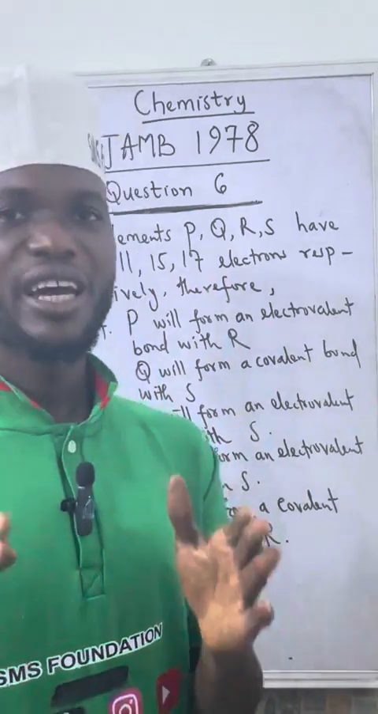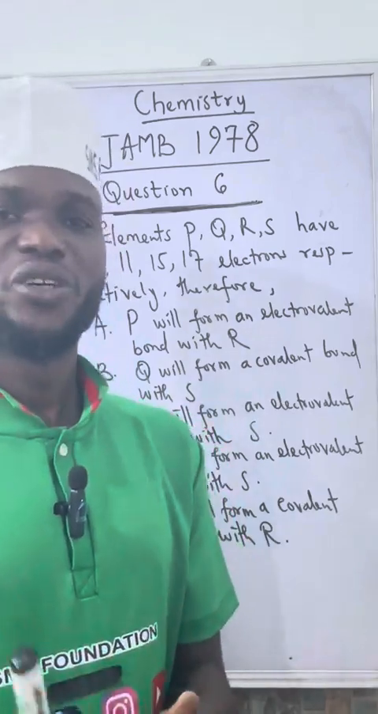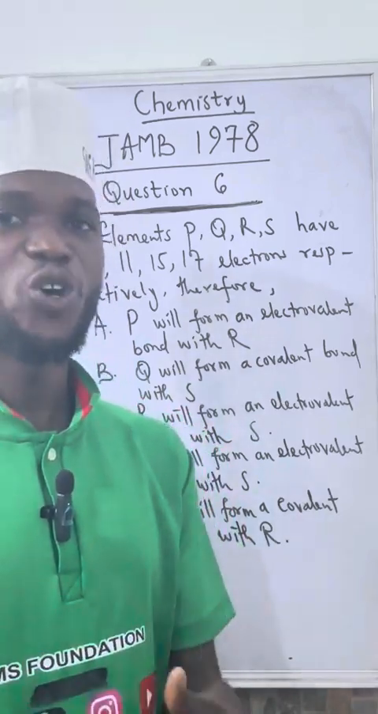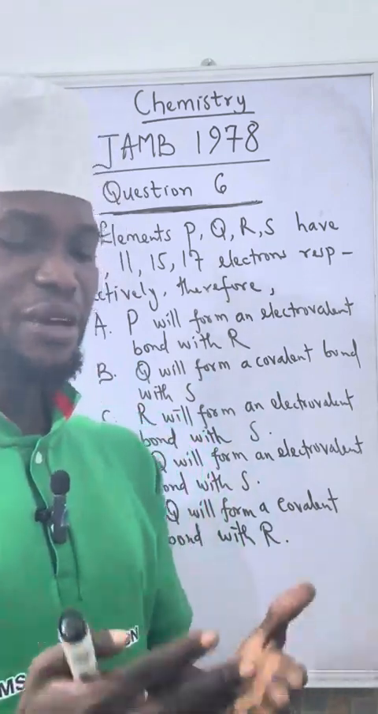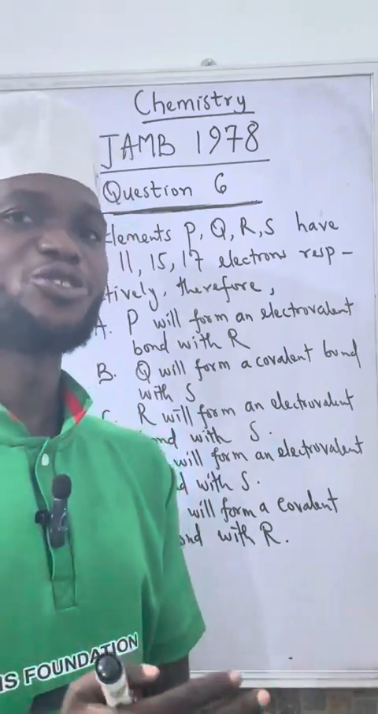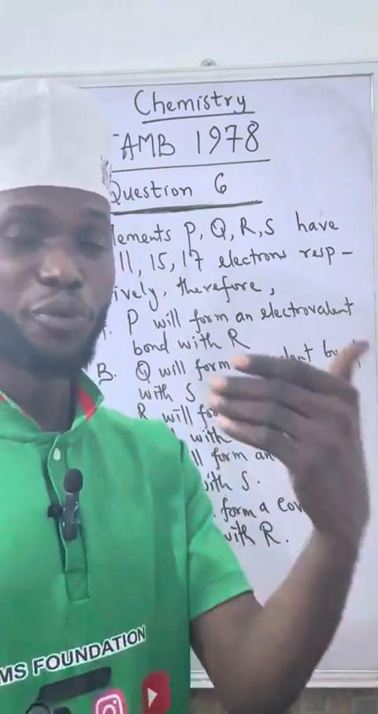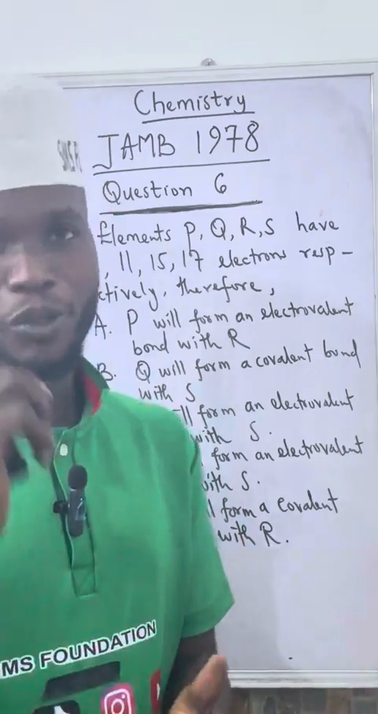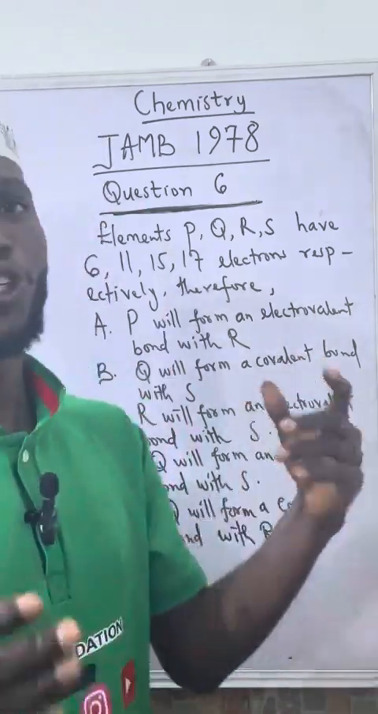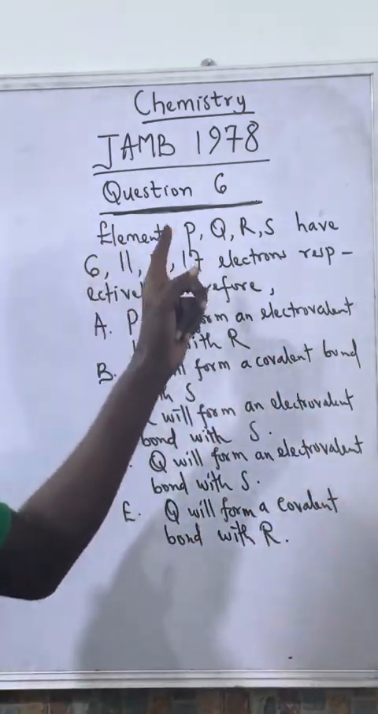Very good. So the best way to do this question is to consider the number of electrons given. And you know that elements in their neutral, free state always have a number of electrons equal to the number of protons. So the number of electrons can be taken as the atomic number, because the number of protons is equal to the atomic number. So we can write the electronic configuration of each.